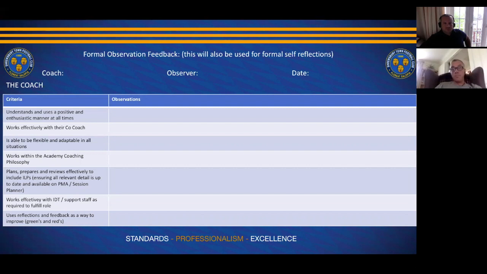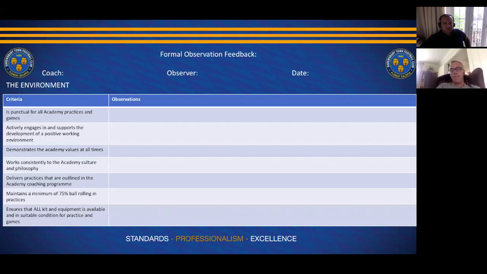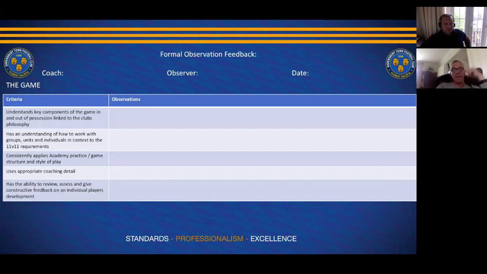So when they're formally observed, some of the criteria that you'll see on the left of that table is taken from our coach competency framework. Okay. They would then get some more detailed feedback against those. Does that make sense? Yeah. As opposed to the informal stuff, it's a little bit more detailed. So when they get formally observed, you can see there they get a lot more detailed feedback linked to what they're doing. And again, as well as me filling that in, I would expect them to fill that in as well. Does that make sense?